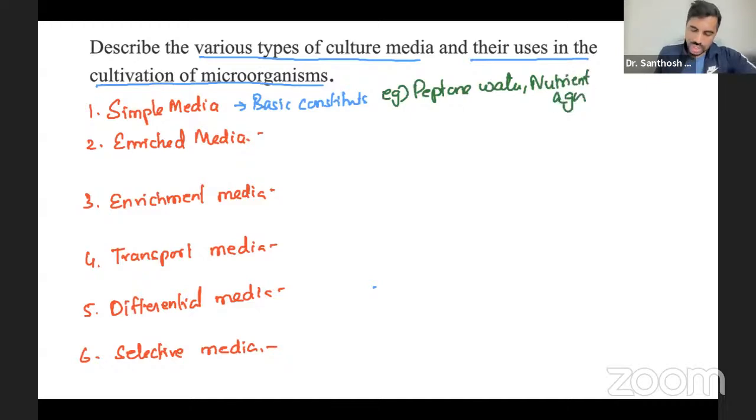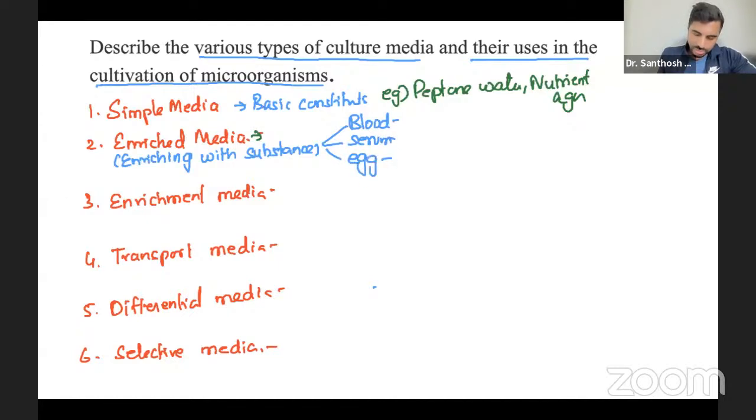Okay, that's all. Enriched media is a media where the media is enriched with substances. Which substances? You're enriching with substances like blood, or serum, or egg. That's all. When you talk about this, which examples are you going to say? When you say blood, this is blood agar. When you talk about serum, you're talking about Loeffler's serum slope.